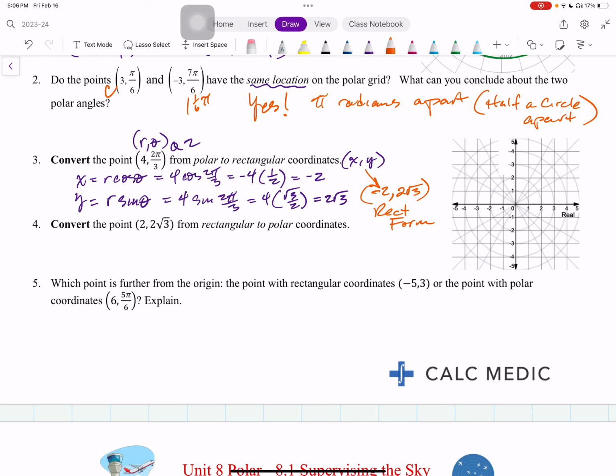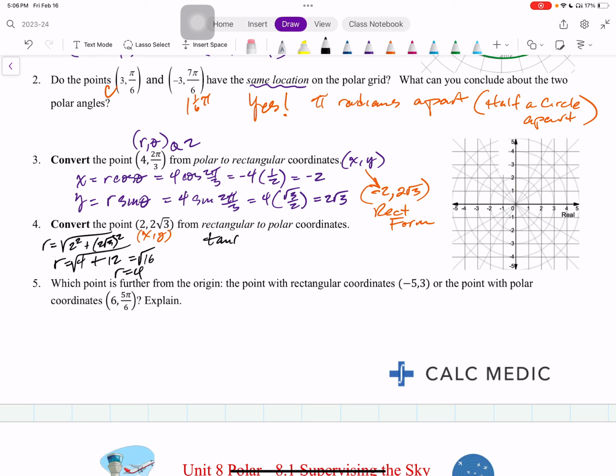Okay, now the other way around, right? So we're going to take points in rectangular form and convert to polar. So here, all we have to do is find the radius and the polar angle. So here we take the square root of 2 squared plus (2 rad 3) squared. So r is equal to the square root of 4 plus, let me see, 4 times 3 is 12. And that's the square root of 16, so r is 4. So the radius is 4.